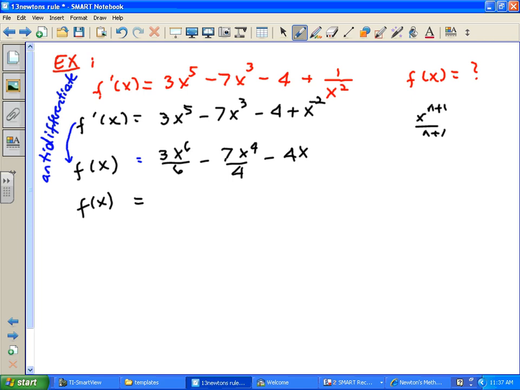And the last one, again, apply the same rule. Add 1 to the power. Negative 2 plus 1 is negative 1. And divide by the new power plus c always. Now I'm going to simplify a little bit. First term is x to the 6 over 2 minus 7x to the 4 over 4 minus 4x. And the last one I can write as negative 1 over x plus c.